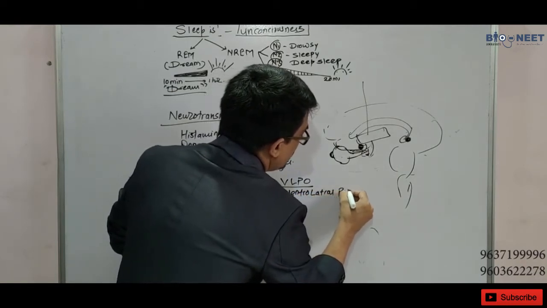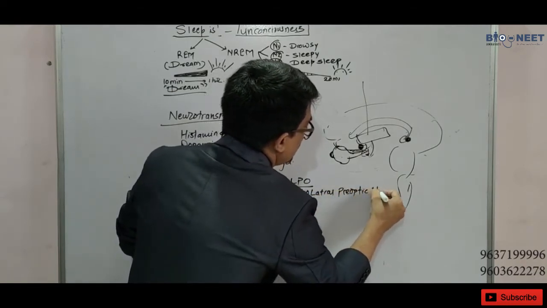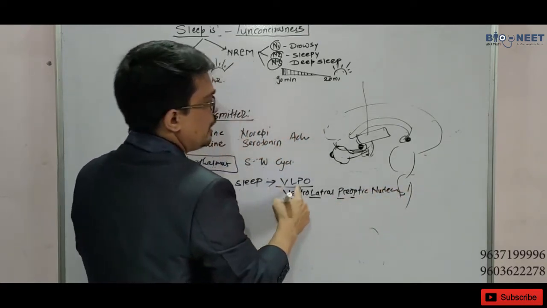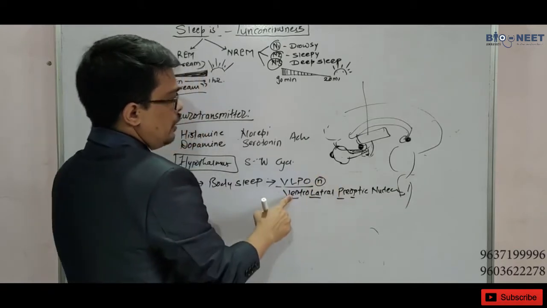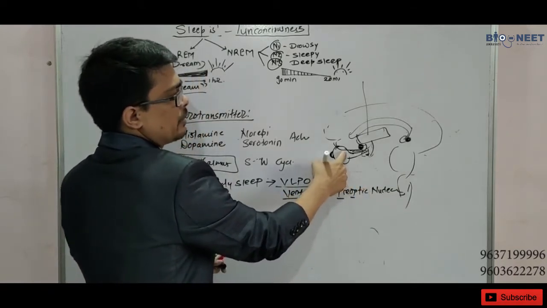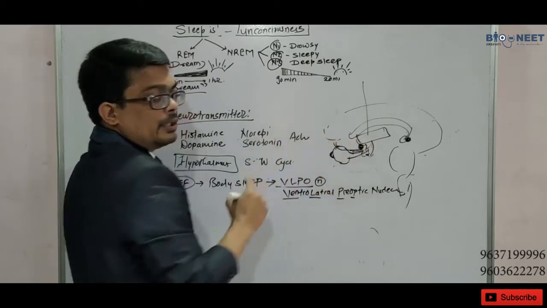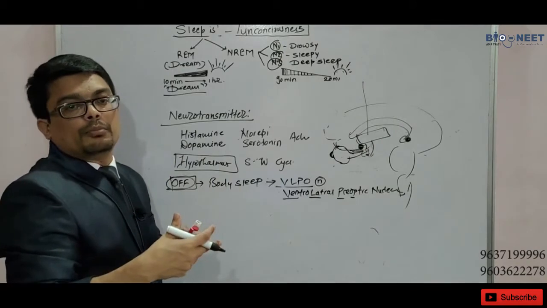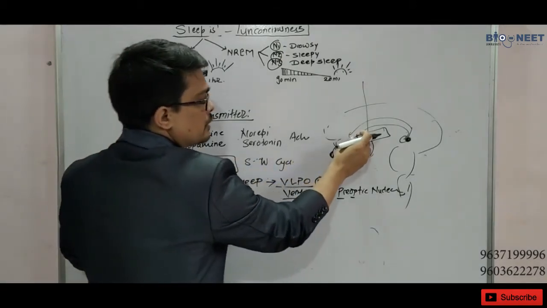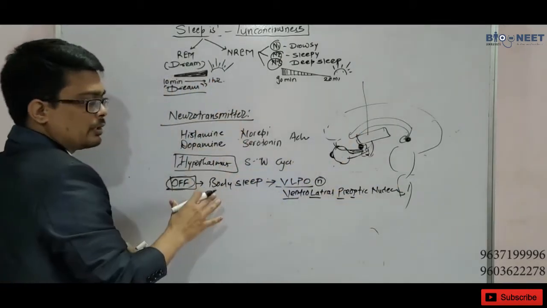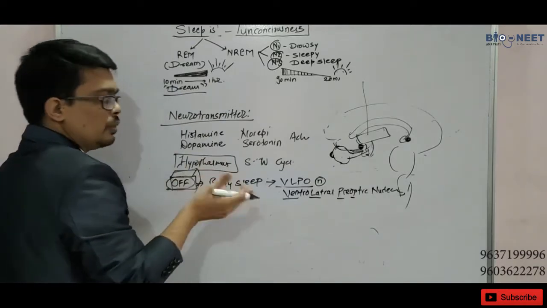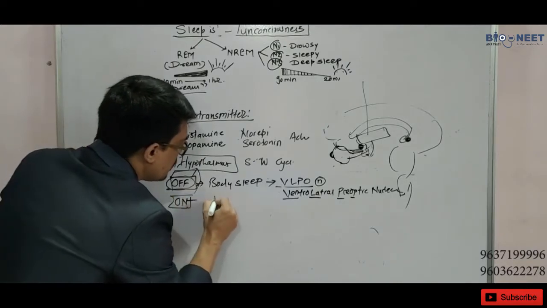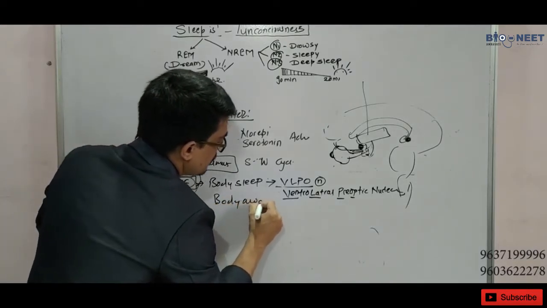Ventrolateral preoptic nucleus, VLPO. What is a nucleus? It is made up of the cell bodies of neurons. These collections are here, and they release this neurotransmitter, and they put you in off mode, or sleep mode. Then on mode is when the body is awake.